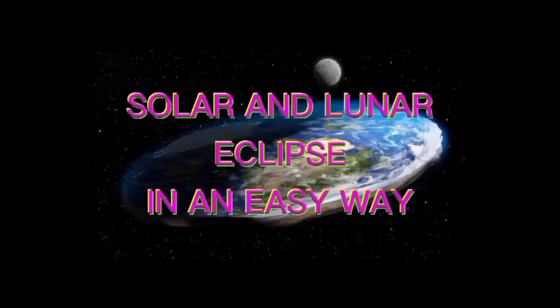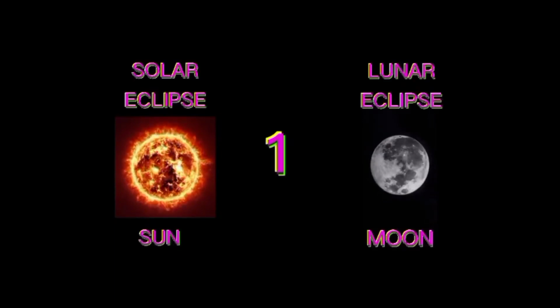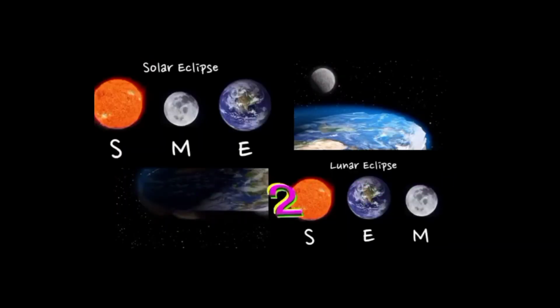Based from the discussion that we had, how are you going to differentiate solar and lunar eclipse in an easy way? Let us have a recap. Number 1. Solar eclipse is for the sun. Lunar eclipse is for the moon. Again, solar eclipse is for the sun. Lunar eclipse is for the moon. Number 2. Order of 3 celestial bodies. During solar eclipse, the order goes Sun, Moon, Earth.